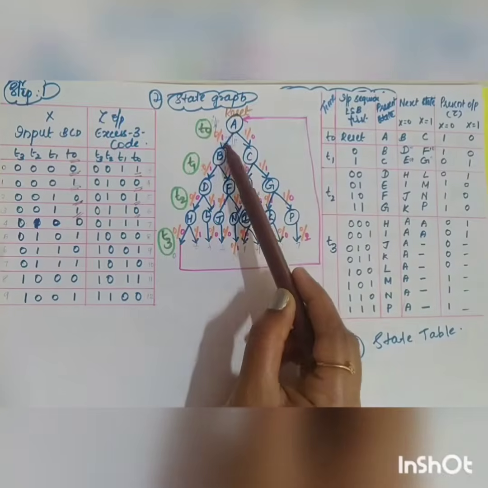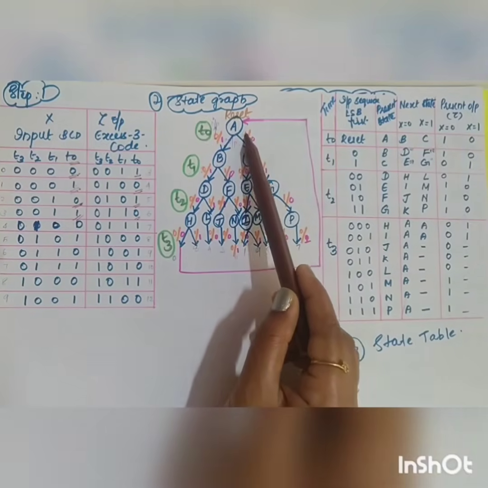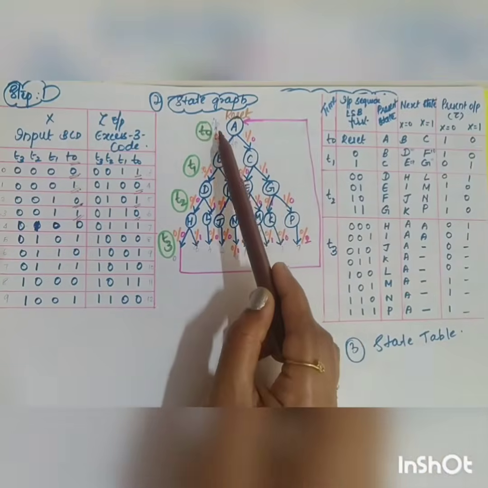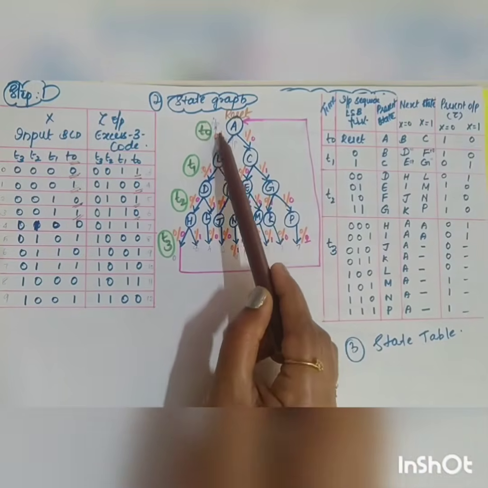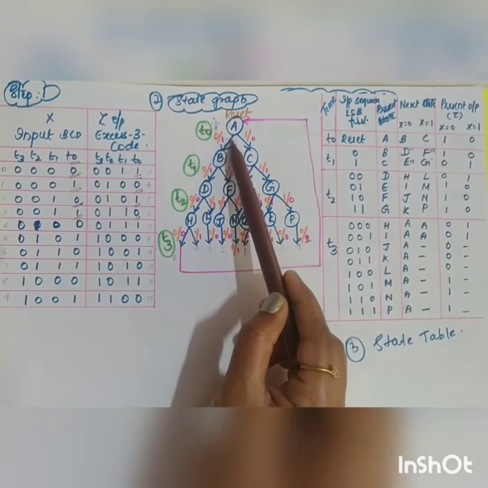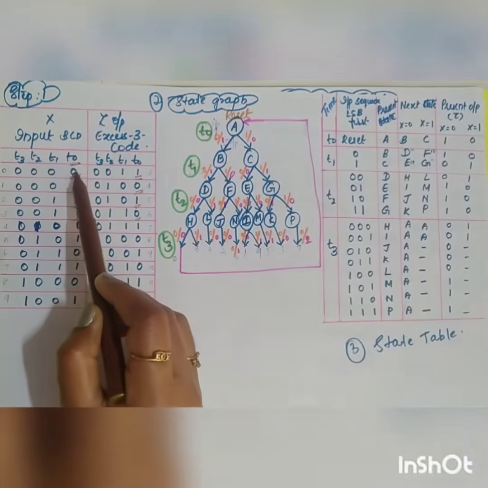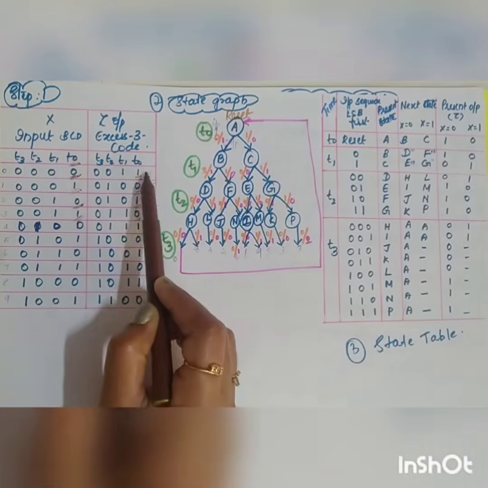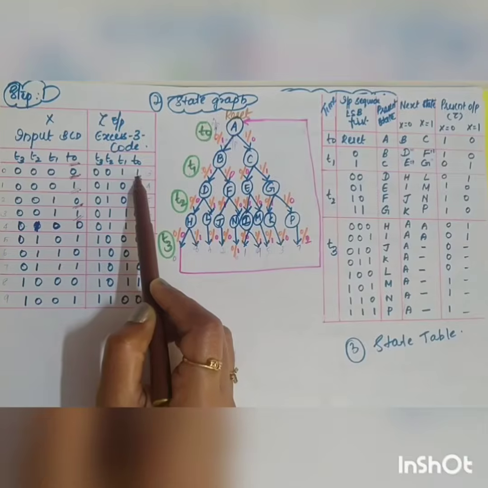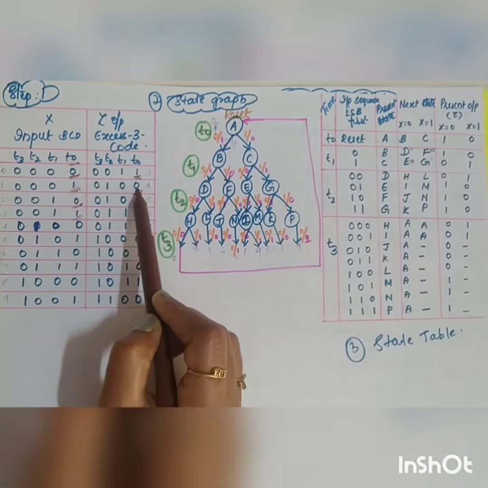If the input is 0, it goes to the next state B. If the input is 1, it goes to the next state C. Here the input is given in orange color, and after the slash comes the output, given in pink color. At time period T0, look carefully: when the input is 0, the output is 1. Similarly, when the input is 1, the output is 0.